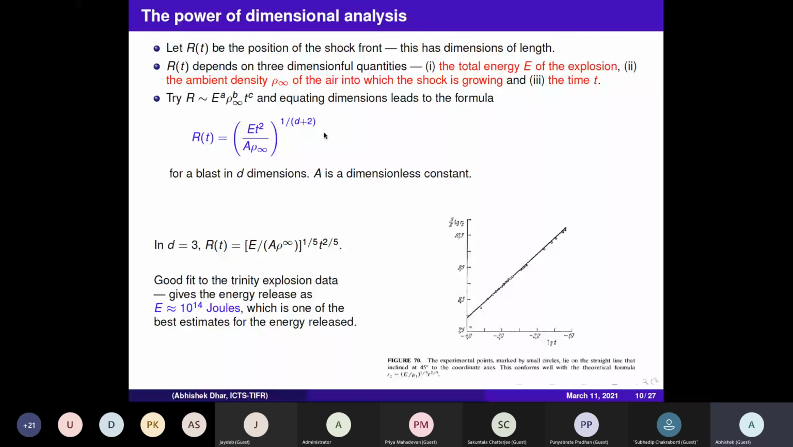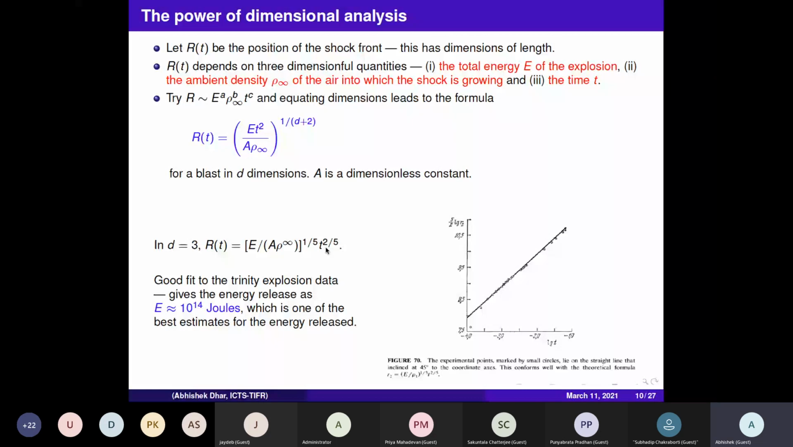So in d equal to 3 dimensions, R of t grows as time to the power 2/5. It's a sub-ballistic growth. Naively, one might think that it should expand ballistically, but it is much slower than that. It grows as t to the power 2/5.